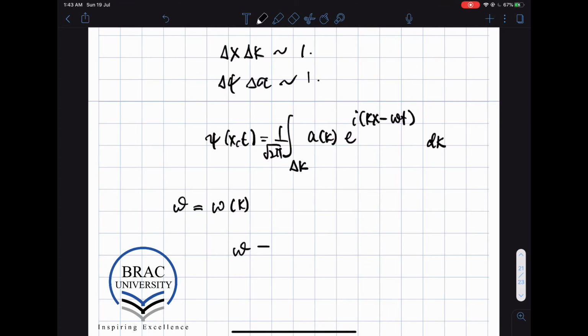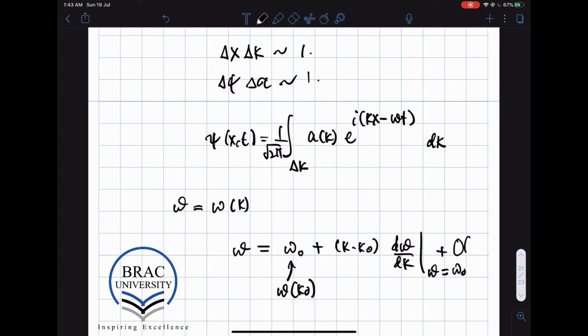Then we can do a Taylor expansion of omega, which is omega 0. Omega 0 is omega evaluated at some value k naught, so we're expanding it around k naught. So we'll have k minus k naught, and then d omega by dk evaluated at k equal to k naught. And then we'll have higher order terms.